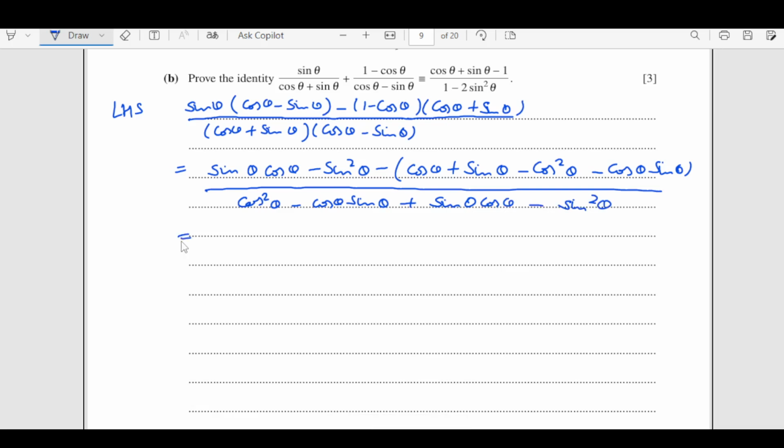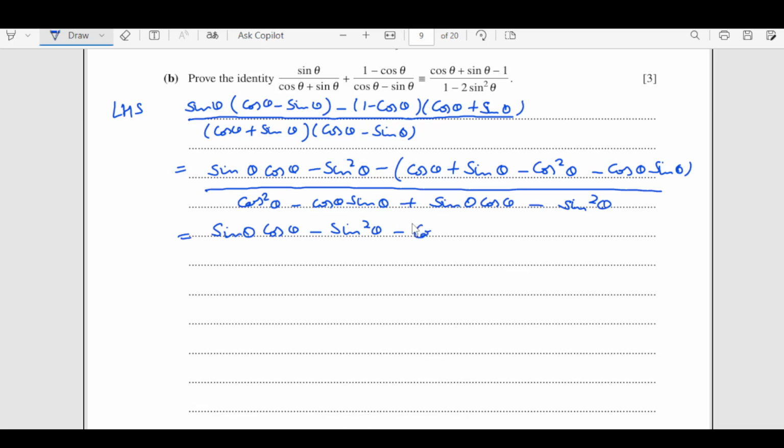Sine theta cos theta, okay, let's just first open the bracket. Sine theta cos theta minus sine squared theta. Be patient, guys, for doing these calculations. One single mistake can sometimes cost a lot. So open the bracket, the sign is going to change.